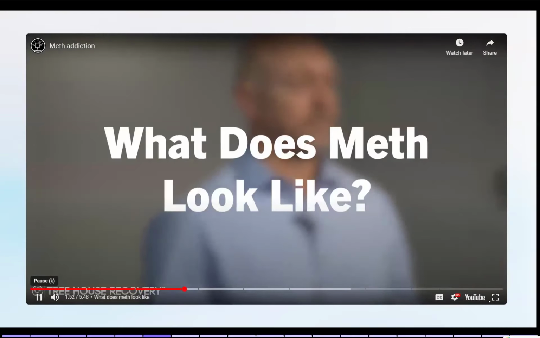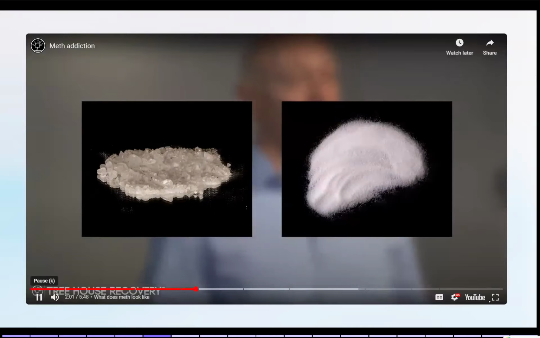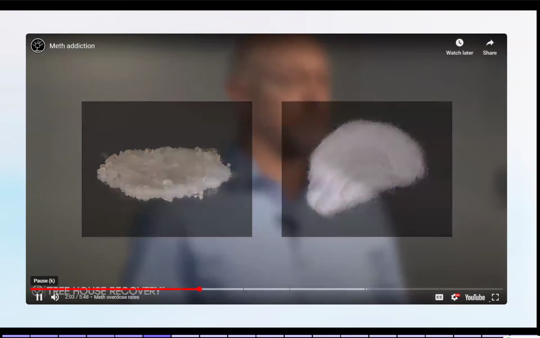What does meth look like? Sometimes meth comes in bluish or small white rocks that look like small pieces of hail or ice. Meth can also be a white powder that looks like salt crystals.